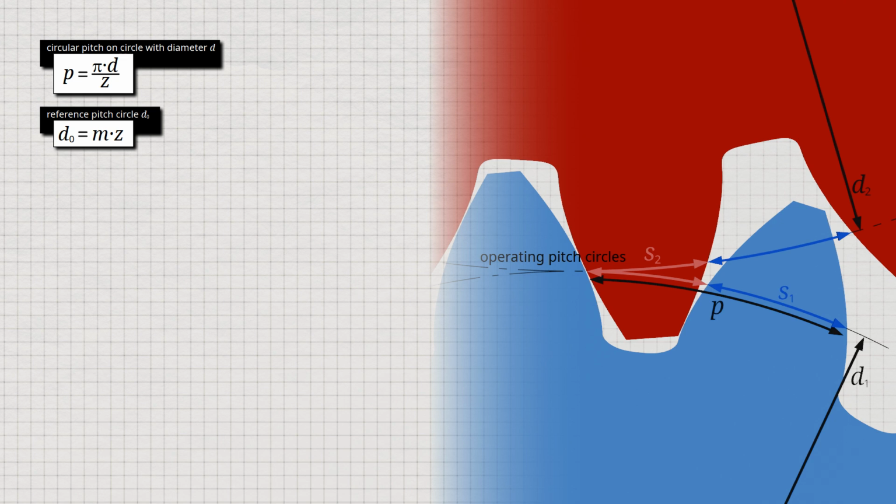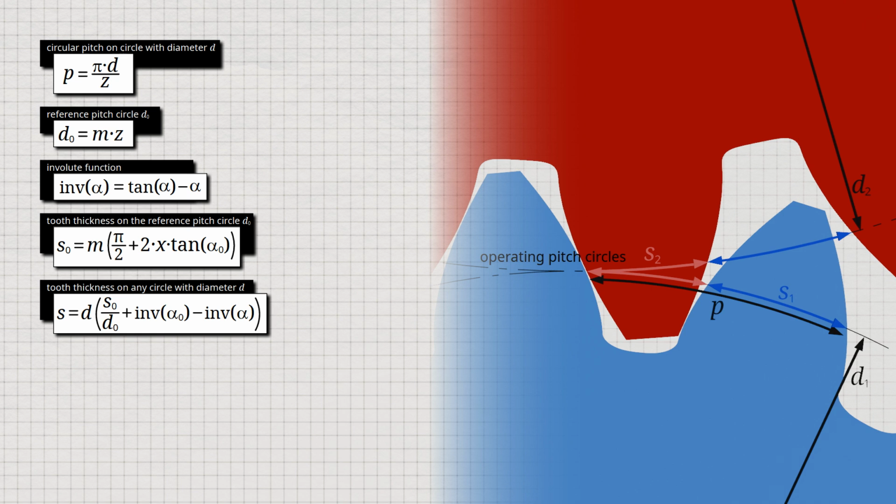Note, in this case, the circular pitch on the operating pitch circles should not be confused with a reference circular pitch P0 on the reference pitch circles, since the operating pitch circles are no longer identical to the reference pitch circles for profile-shifted gears. The tooth thicknesses on the operating pitch circles can be calculated using the previously derived formulas. The formulas are simplified in the following.